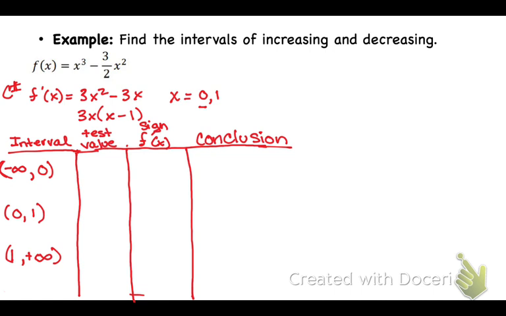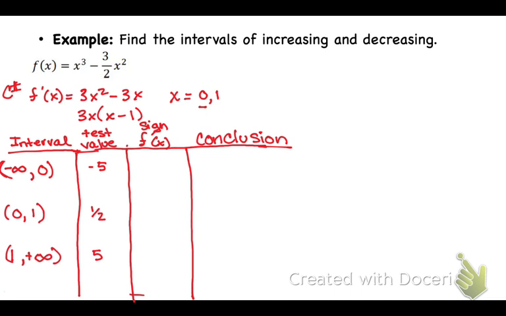Okay, so in between negative infinity and 0, let's pick a number. Negative 5. Now, do you want to just pick numbers now or go across and then come back? Pick numbers. Between 0 and 1, 0.5. Between 1 and positive infinity, 5.